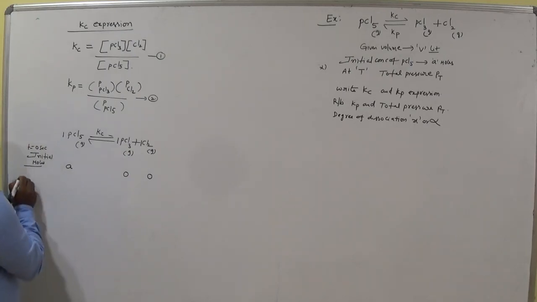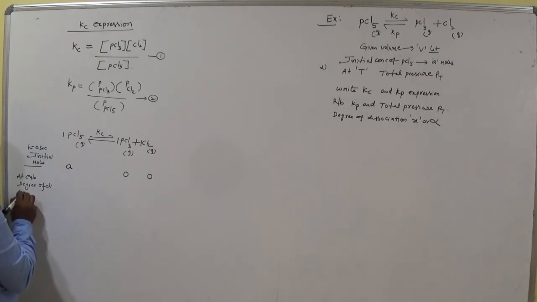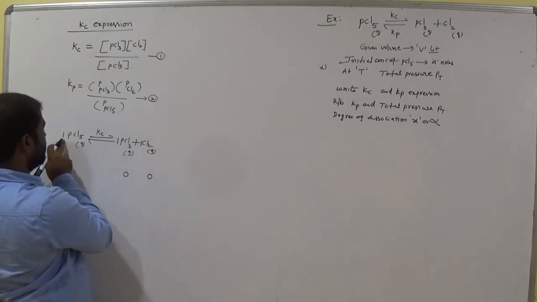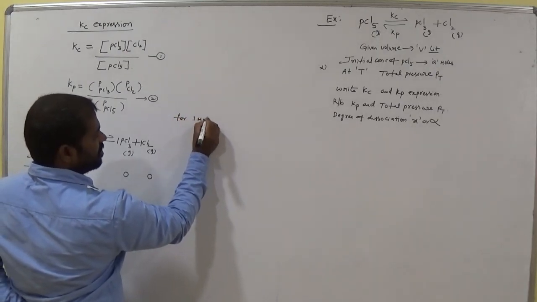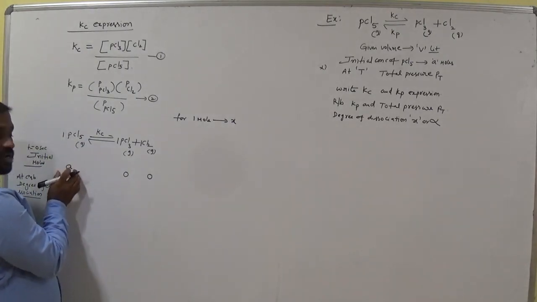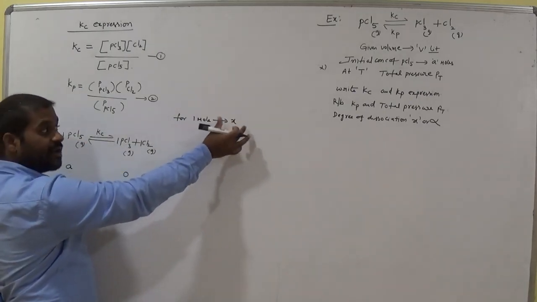Okay. So at equilibrium, degree of dissociation, remember this, here we consider degree of dissociation. Suppose, how many moles here we have? 1. For 1 mole, degree of dissociation is taken as X. For A moles, how many moles we have initially? A moles. For 1 mole here, it is suppose X, degree of dissociation.